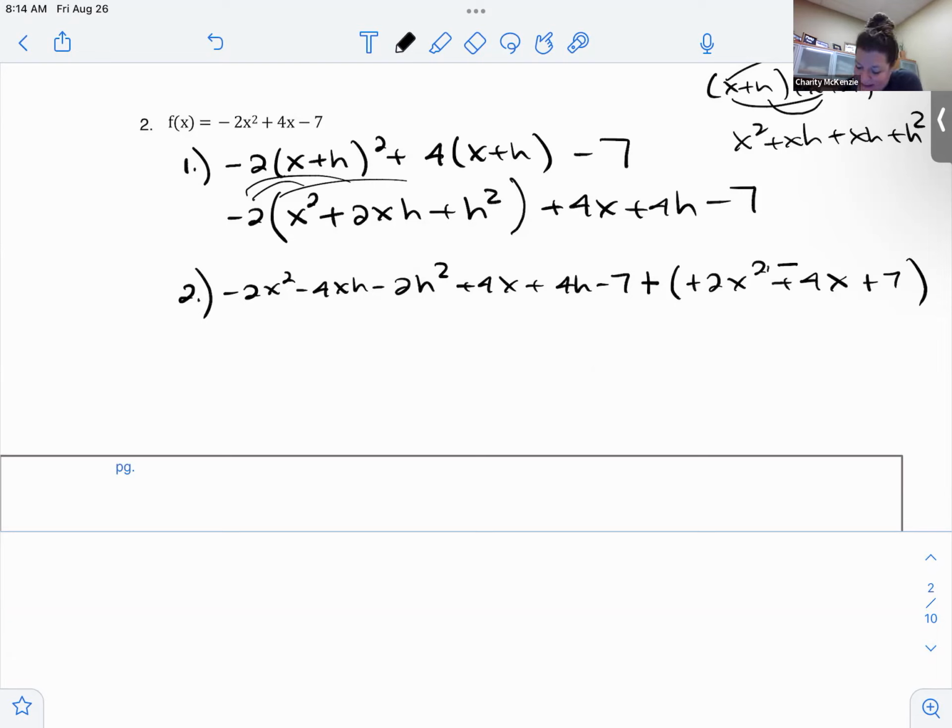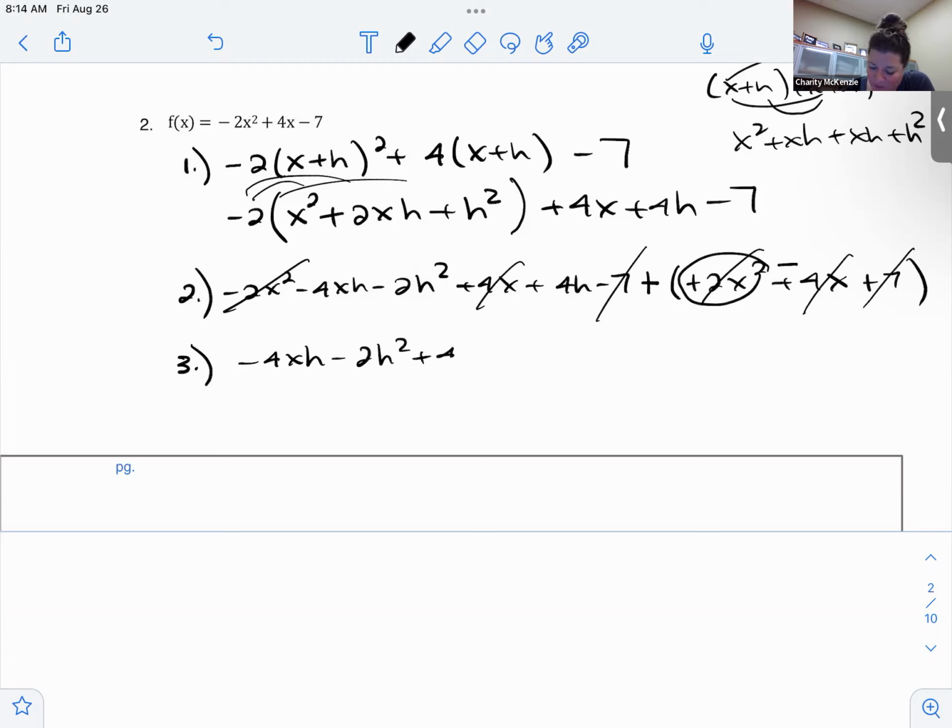So then I can see this is a positive, that's a negative, so those will cancel. That one will cancel, and that one will cancel. So see how I said they always have canceling? They better. So step 3, write down what you have left. -4xh minus 2h squared plus 4h over h.